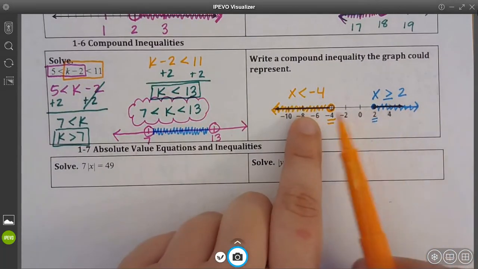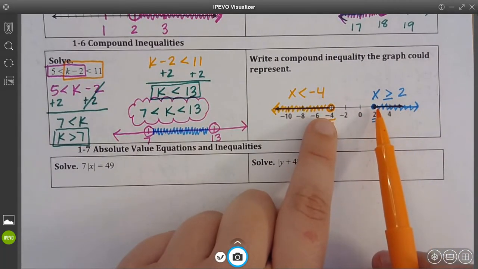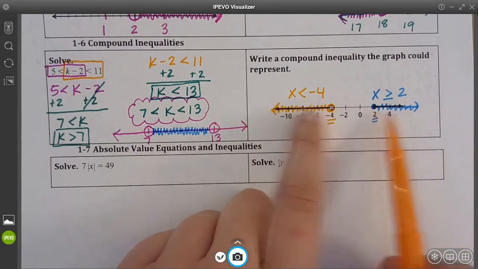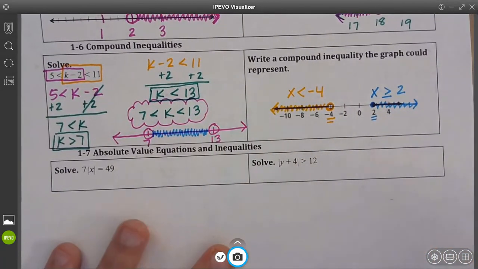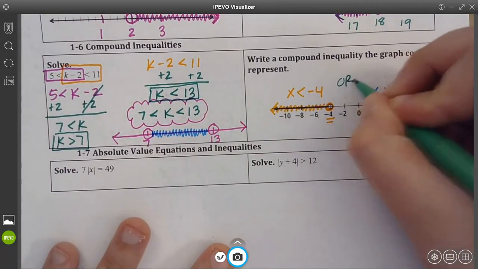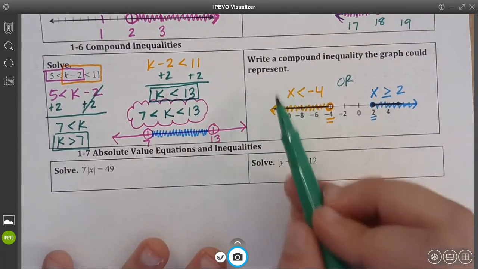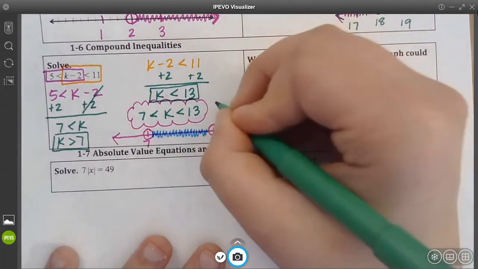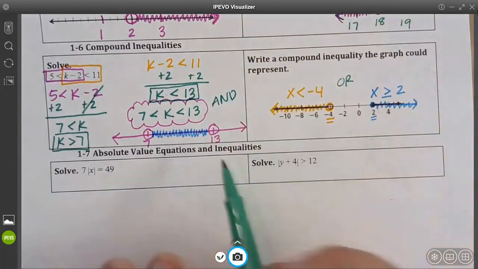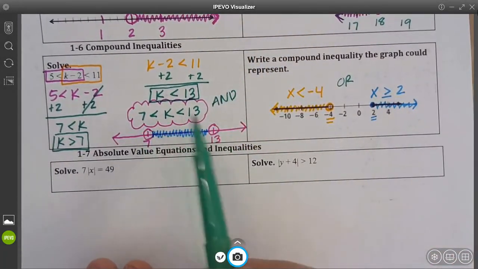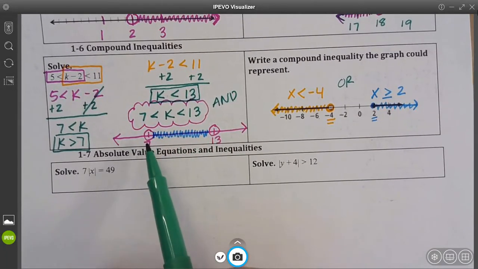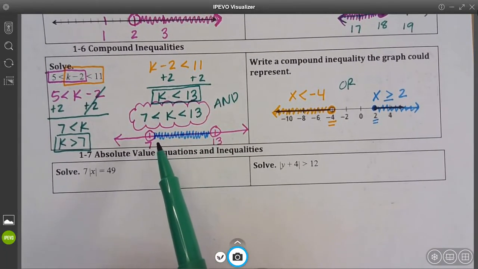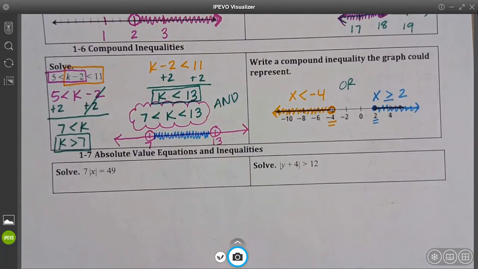Whenever I'm shading in, when I have two circles and I'm shading on the outside or the opposite direction, this is called an OR inequality. So it's either the orange or the blue. This one is called an AND inequality because these two things can be true at the same time. It's greater than 7, less than 13. So I'm shaded in the middle there.